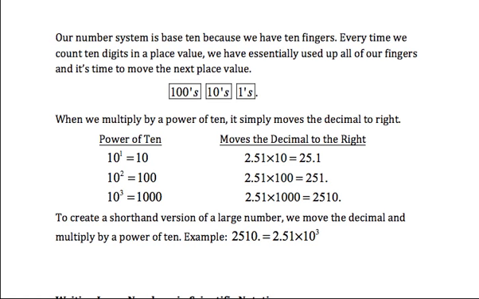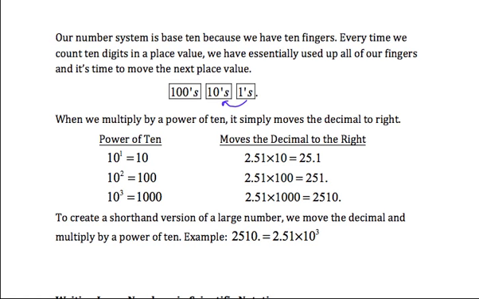Now it may surprise you to know that our number system is base 10 because we have 10 fingers. Every time we count 10 digits in a place value, we have essentially used up all of our fingers, and it's time to move on to the next place value. I've written 3 of our place values here: the ones, tens, and hundreds place. To get from the ones place to the tens place, we count 10 digits. Once we've counted those 10 digits, we use all our fingers up, so we jump to the next place value. That's why our number system is base 10.